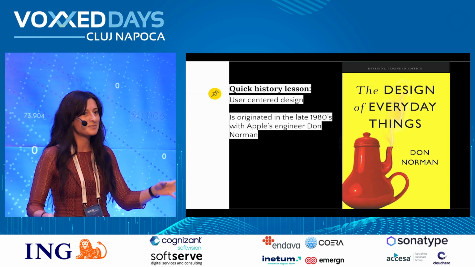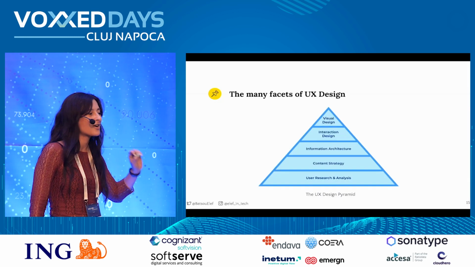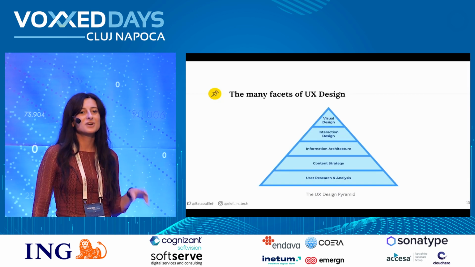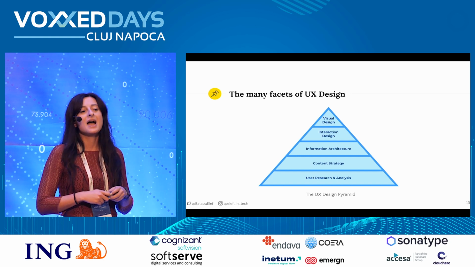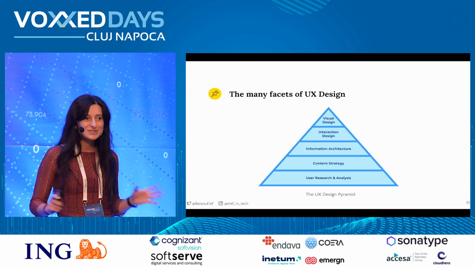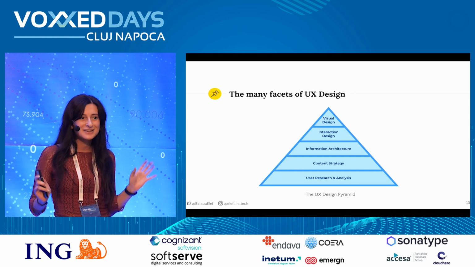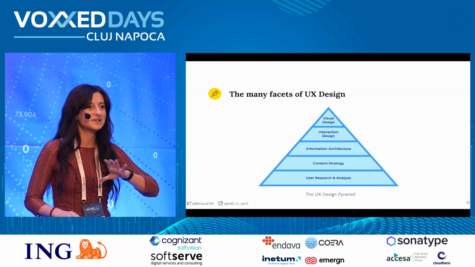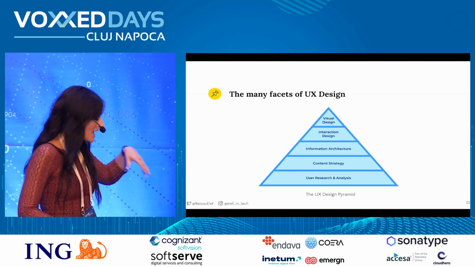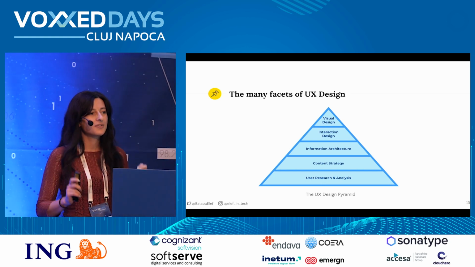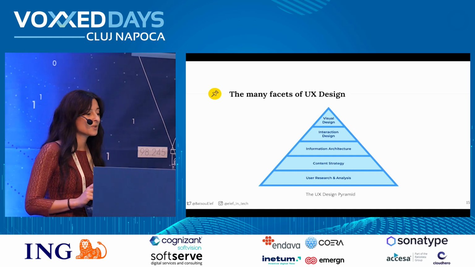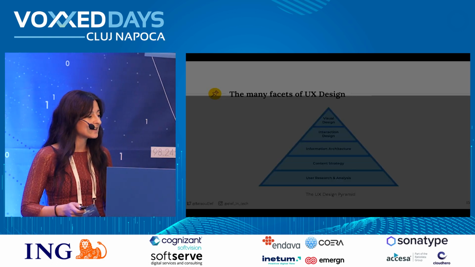Okay, we are closing the parentheses, and we are going back to our original question, which was, what does a UX designer do? And again, they are doing a lot of things, really a lot of things. And here I have a pyramid. We will start from the bottom to the top. I'm not going to analyze everything, but I will give you some key things that they may be doing. So the first thing is user research and analysis.